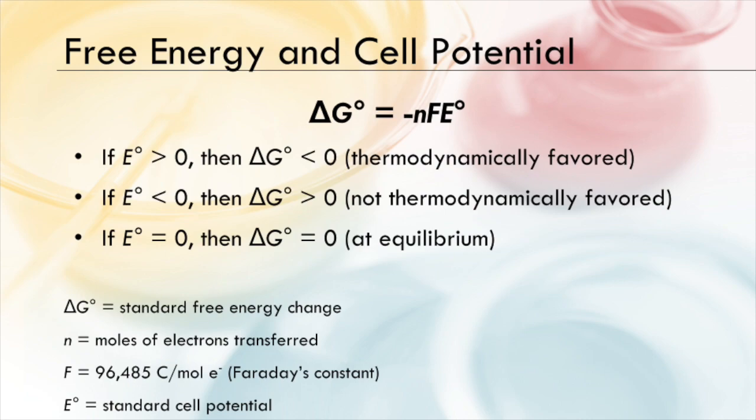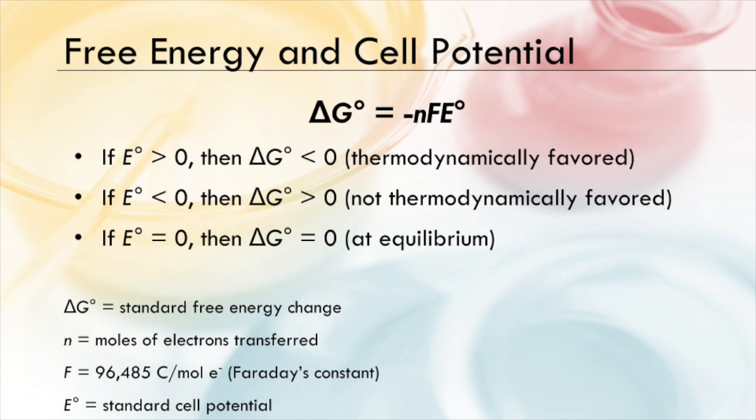A cell with a negative cell potential, that is an electrolytic cell, will have a positive delta G and is therefore not thermodynamically favored. A cell with a cell potential of 0, in other words, a dead cell, will have a delta G of 0 and is therefore at equilibrium.